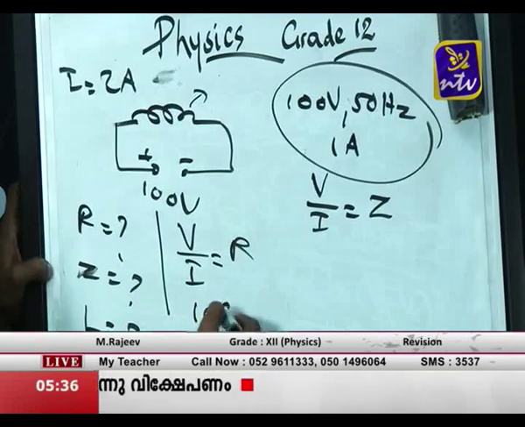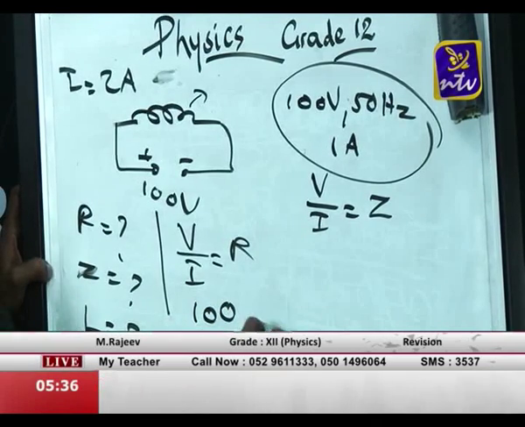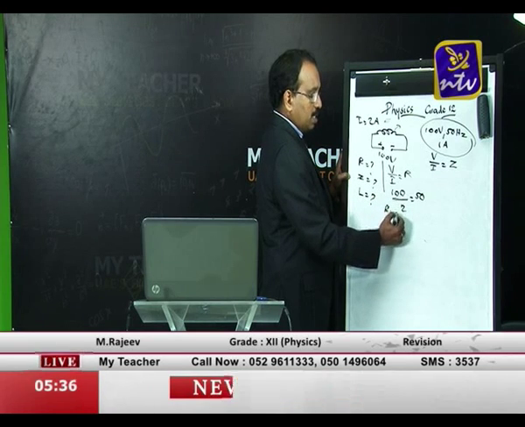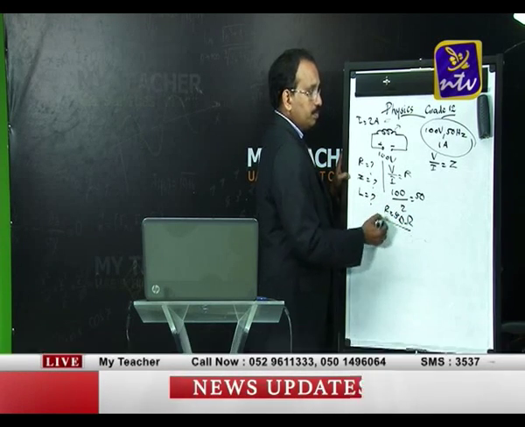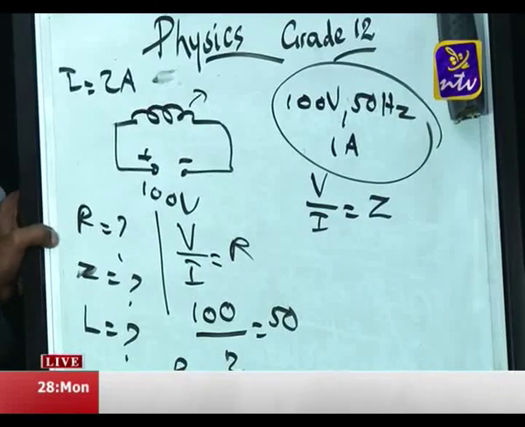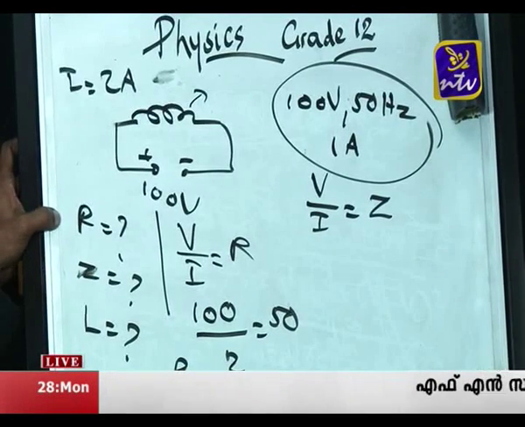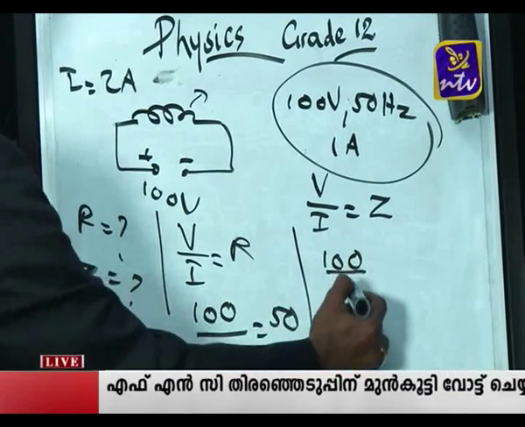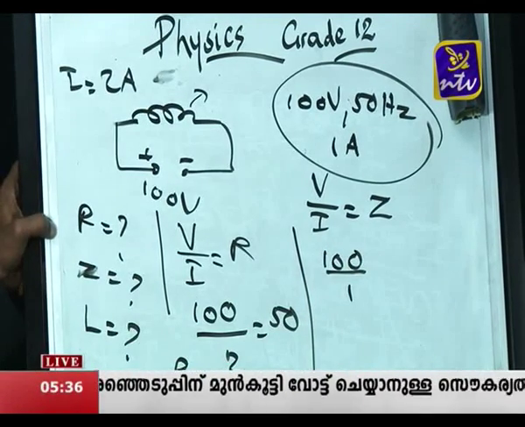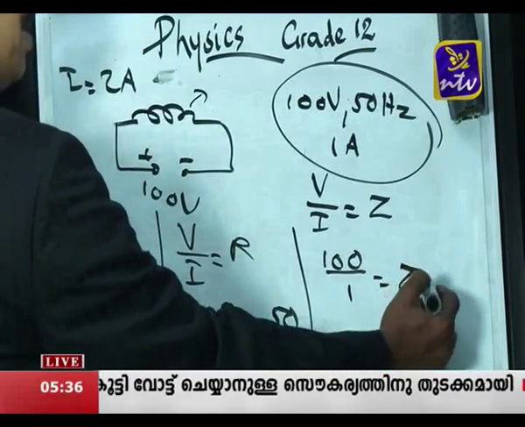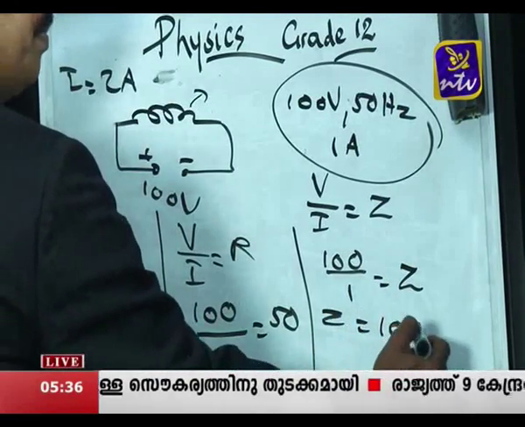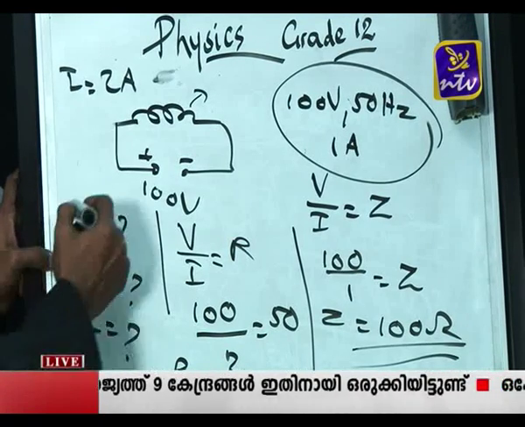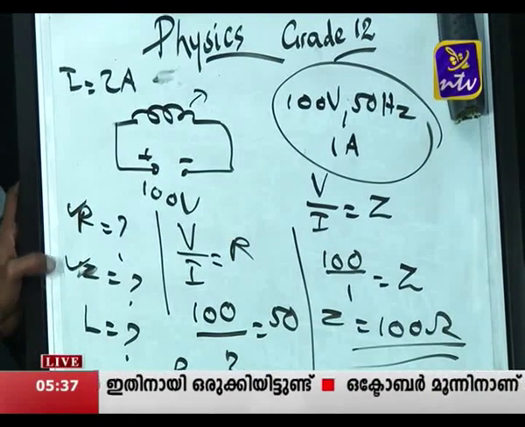Here, for DC, 100 by 2 gives 50 ohms, so we get the resistance as 50 ohms. One answer we have: R is 50 ohms. How about impedance? Impedance is again V by I, and here the current is 1 ampere, so the impedance is 100 ohms. So resistance and impedance, these two answers we have.